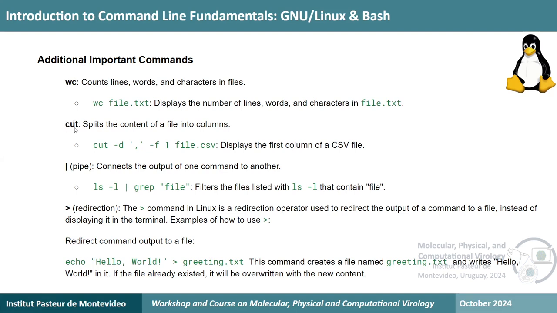Then the command cat. Cat is perfect for extracting specific columns from structured data files, like comma-separated values. And in this example here, this command extracts the first column of the comma separated values file by using a comma as a delimiter.